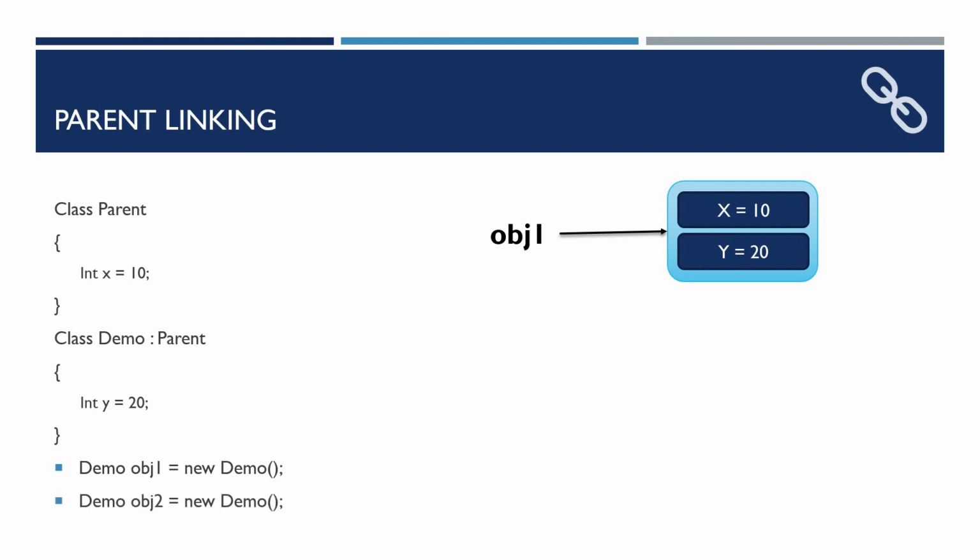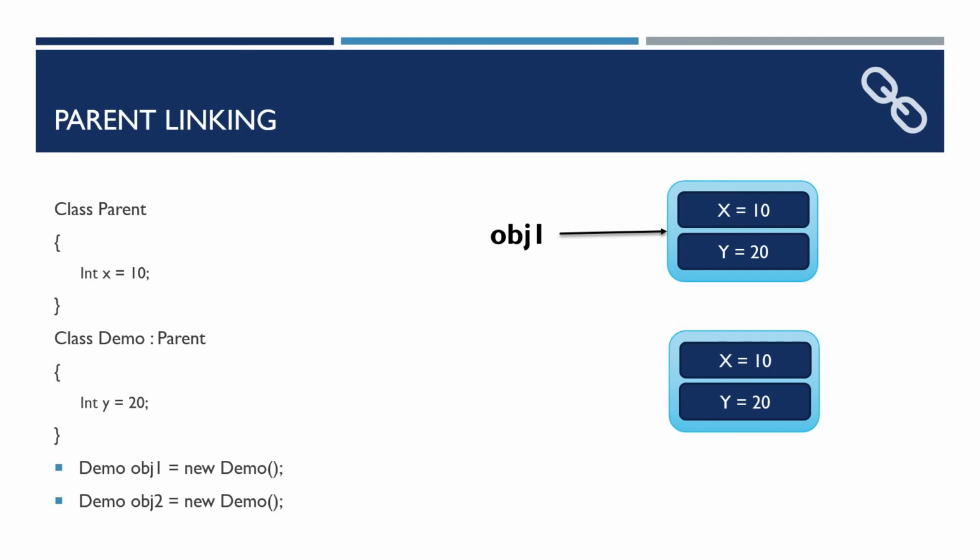Next, I'm creating a second object for the demo child class. What happens now? In this case also it will create separate memory for the parent. It will not take the first parent memory as shared memory. When you create an object for any class in C#, there will not be shared memory. So here obj2 is pointing to this particular second memory.